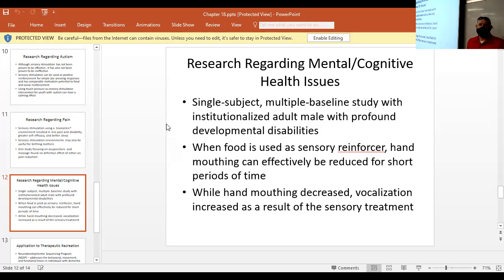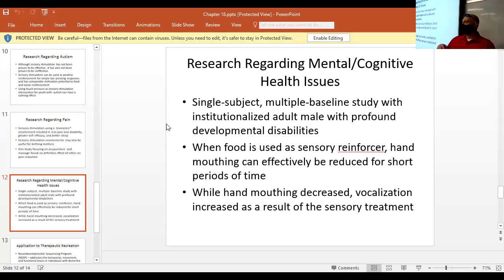Now, there's some research that had to do with mental and cognitive health issues. They've done some studies, and this gets a little convoluted. A single subject, multiple baseline study with an institutionalized adult male with profound developmental disabilities. Okay, profound disabilities tells you that they are extremely low functioning. They need help with most daily living tasks, okay? When food is used as a sensory reinforcer, hand mouthing can be effectively reduced for short periods of time.